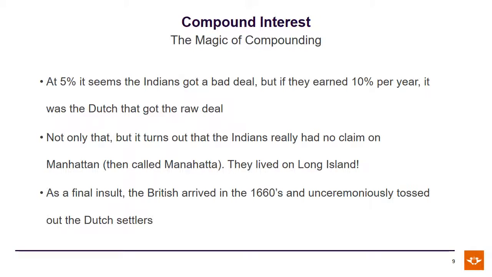of the deal. But as it turns out, the Indians really had no claim on Manhattan. Apparently they lived on Long Island. And as a final insult to the Dutch settlers, the British arrived in the 1660s and unceremoniously tossed them out. But the point of this whole thing was to demonstrate that given a sum of money and a sufficiently long period of time, you can turn your money using the magic of compounding into quite a substantial sum.